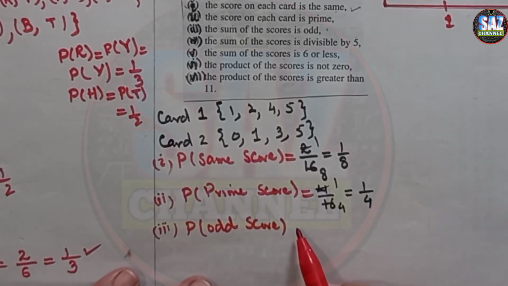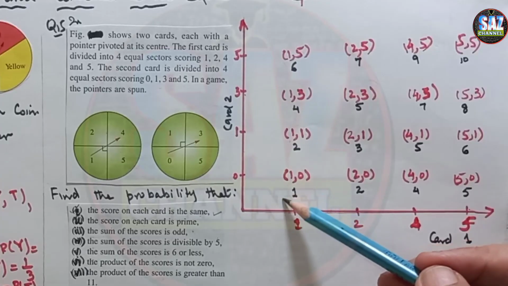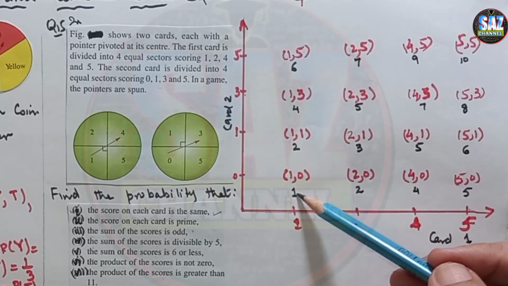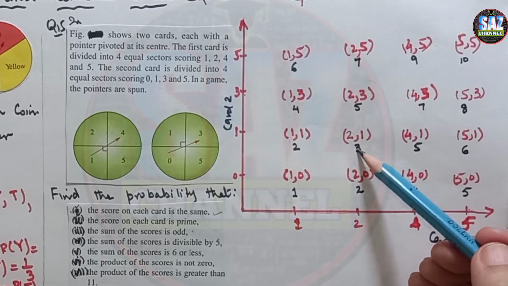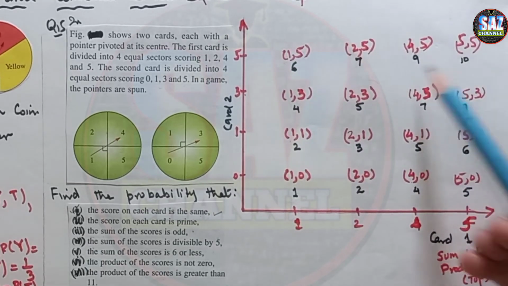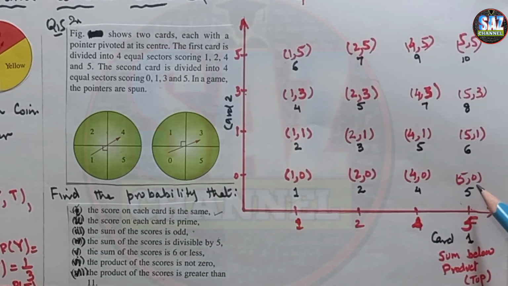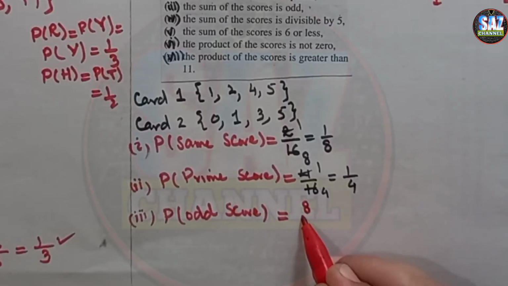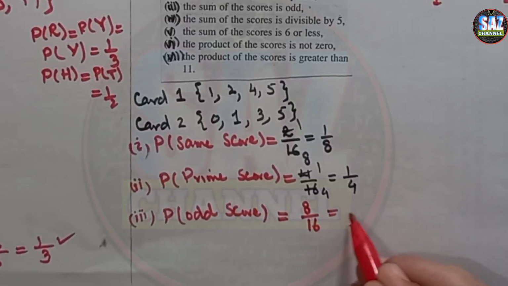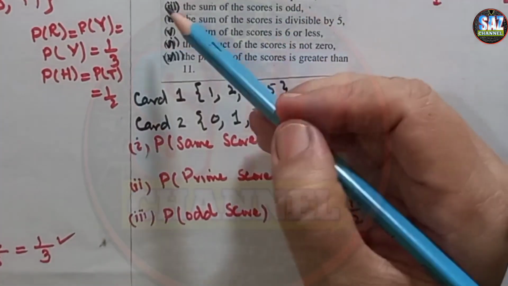So first of all, we have to see out of these 16 chances how many times we are getting an odd score. This is the first place where the sum is coming odd. 1, then second, third, fourth, fifth, 6, 7, 8 chances out of the 16 chances. So 8 by 16, or 1 by 2. Okay, now the third part is done.